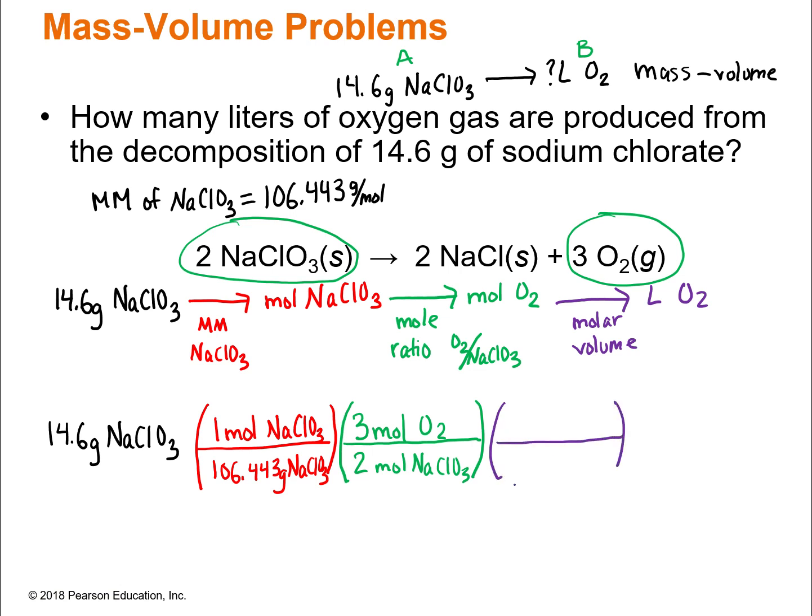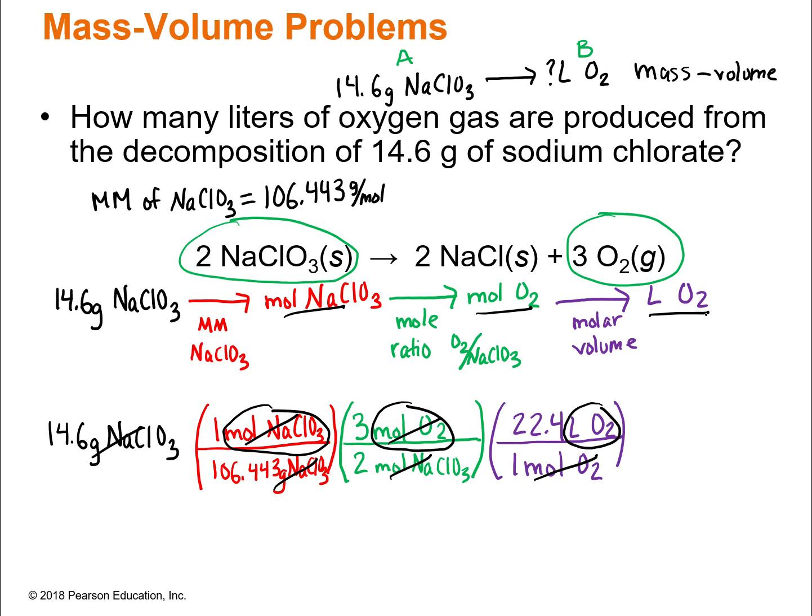The final part of the equation, we're using molar volume. And it's always going to be that 22.4 liters over 1 mole when we're doing mass to volume. First step, we went to moles. Second step, we went to moles of oxygen. Third step, liters of oxygen.